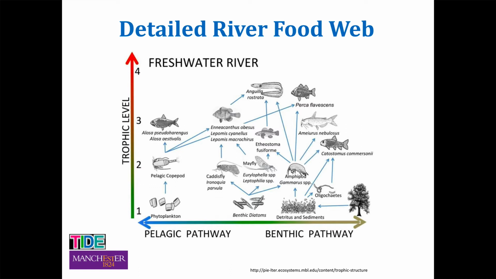So all these organisms in this diagram are potential bioindicators. But obviously there's no point measuring everything, we haven't got the time. And so one of the first and most common things that people do look at are these types of organisms, which are macroinvertebrates.